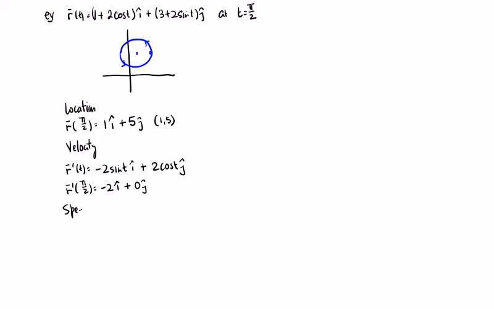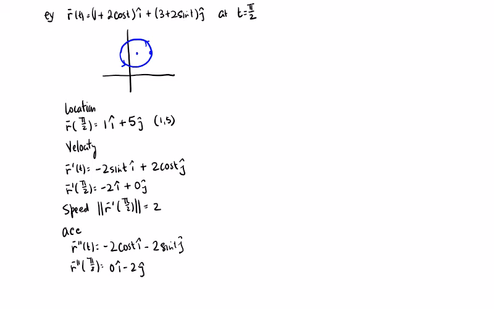The speed, so the magnitude of that. So the square root of 4 is 2. Nice and easy. And the acceleration, take the second derivative. Negative 2 cosine t i minus 2 sine t j. Plug in. Get 0i minus 2j. So again, let me try and draw a reasonable picture. Although this one we could be a bit sloppy with, we won't. We could be a bit sloppy because the vectors are all particularly nice.